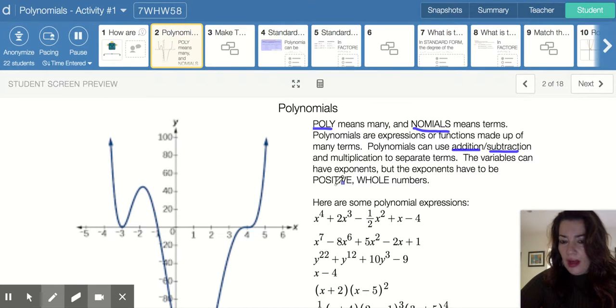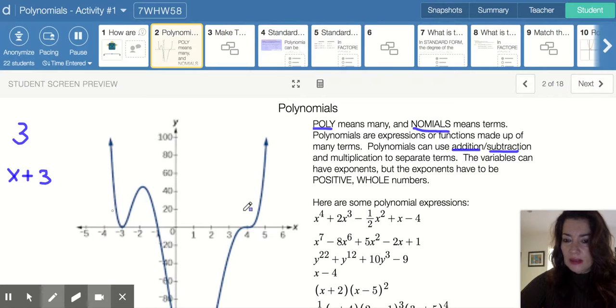And you can have a polynomial made up of more than one number or more than one number times a variable. So for example, a polynomial could be just the number 3. That is actually just one term. I could have a polynomial that is x plus 3. So that is a polynomial with 2 terms, also called a binomial.